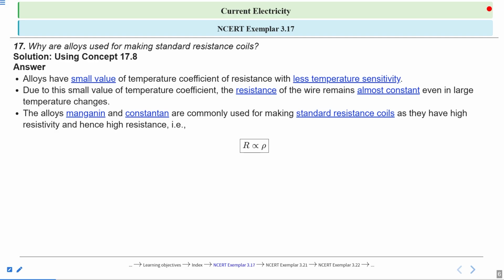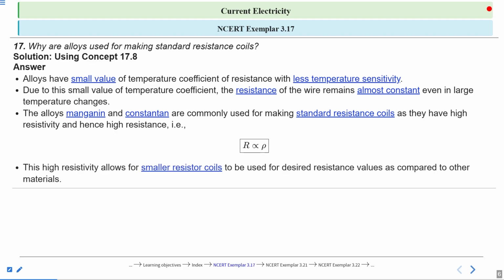We know that resistance is proportional to resistivity. Their resistivity is very high, which means resistance is also very high. So for a small wire, the resistance is very high as compared to other materials. By this property, we can save material. We can use much less material to produce the same resistance as other materials. This high resistivity allows for smaller resistor coils, or a small amount of material, to be used for the desired resistance.